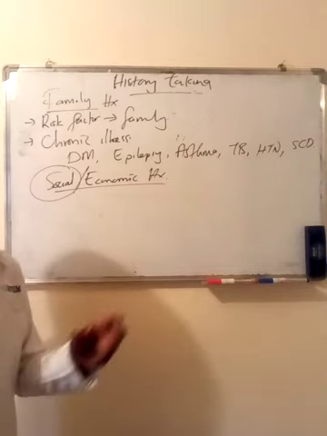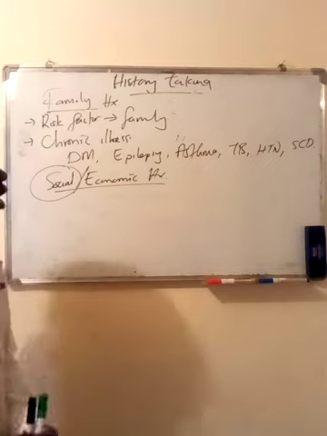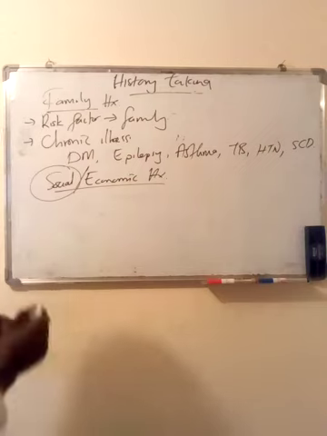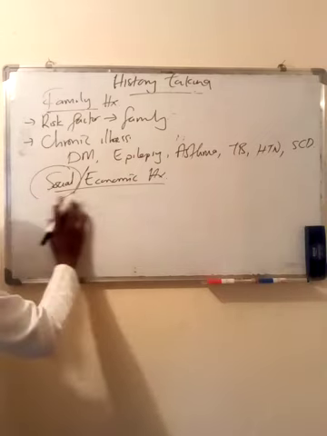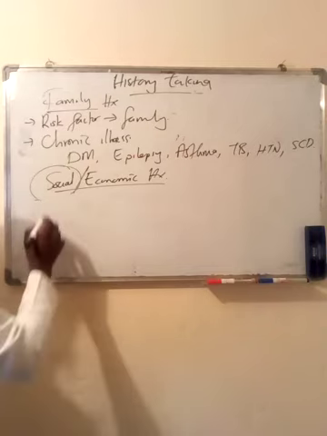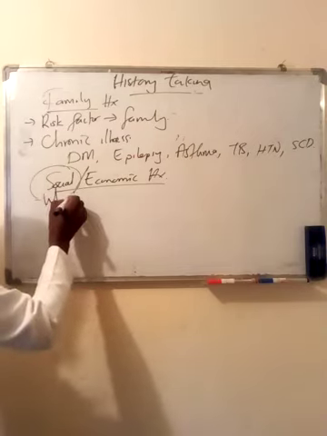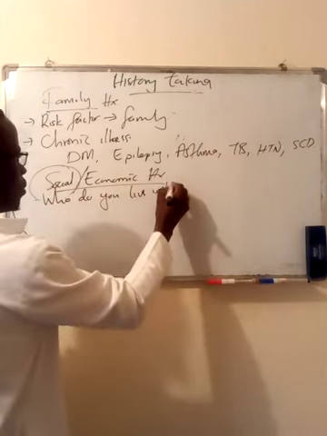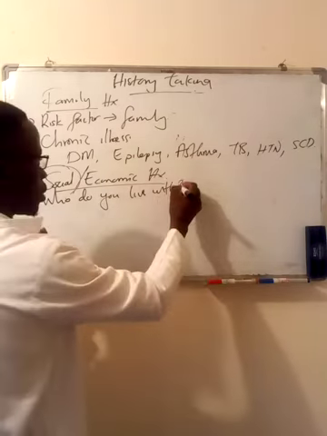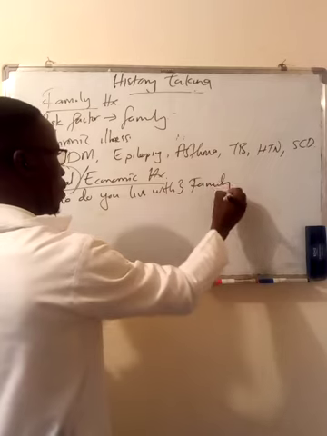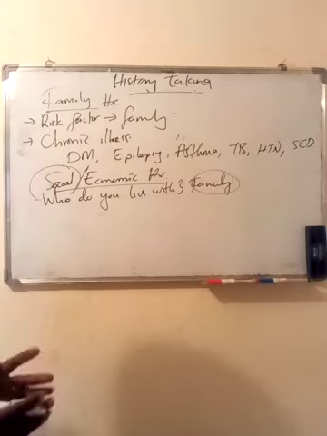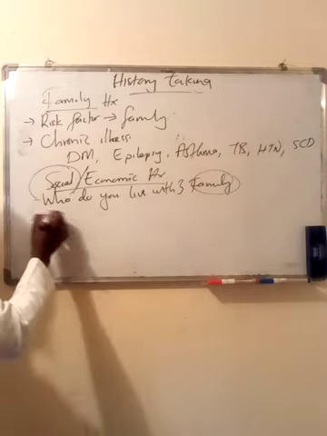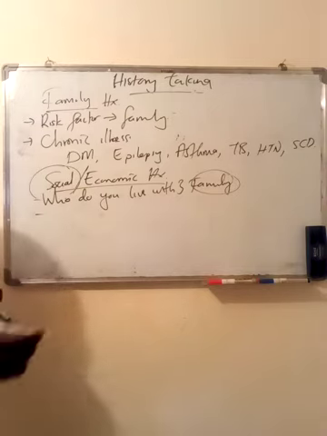So now, some of the things that you can ask are: who do you live with? Here basically you are trying to look at the family of the patient, the people that they live with at home. And if the patient is old, you ask about marital status. Then you can now go to things such as sexual history.